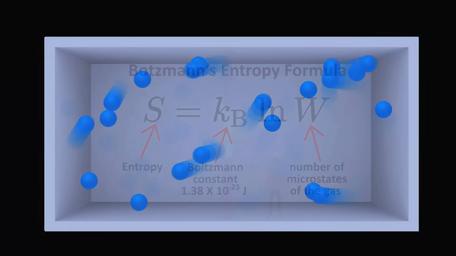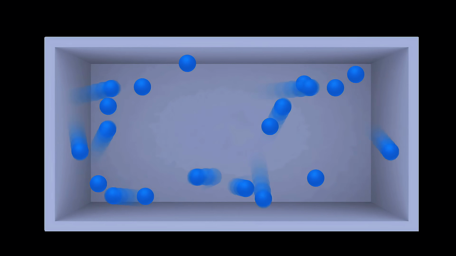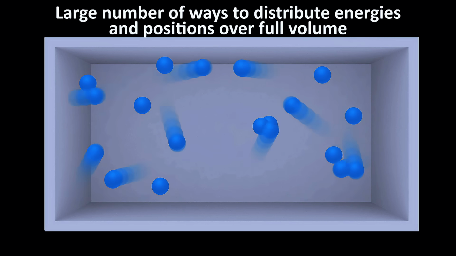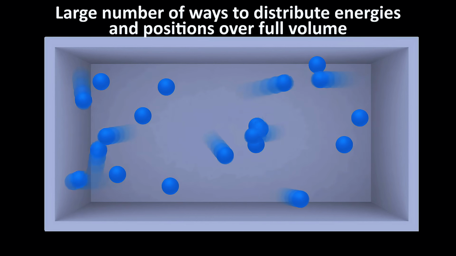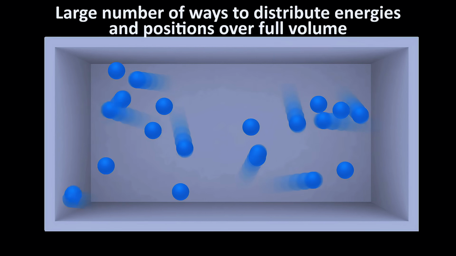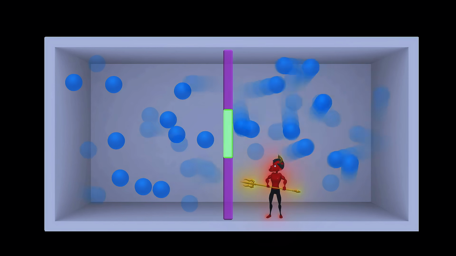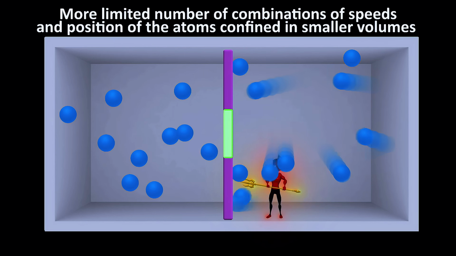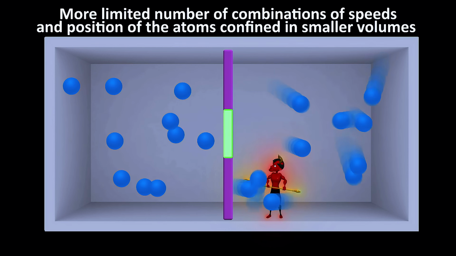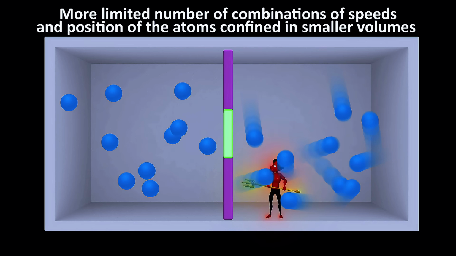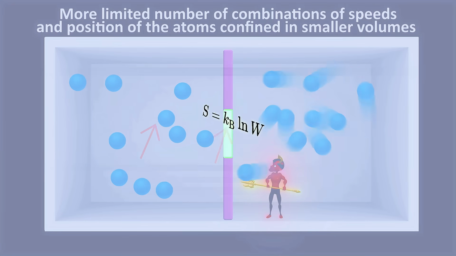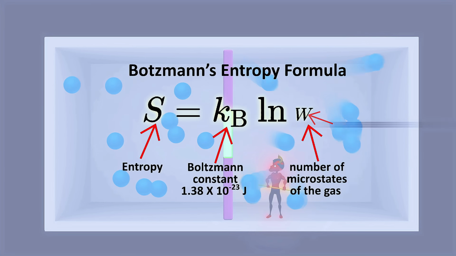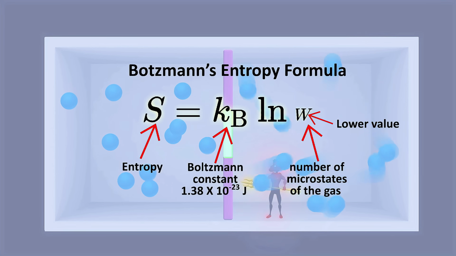Initially, since the average kinetic energy of the atoms, which corresponds to the average temperature, is evenly distributed, there are a greater number of ways to distribute the atoms' energies and positions across the full volume of the chamber. But when the atoms with the same overall energy are confined into two smaller volumes at different temperatures, this limits the different combinations of speeds and positions that the atoms can take, resulting in a lower number of microstates, or lower value of W in the equation, meaning lower entropy.